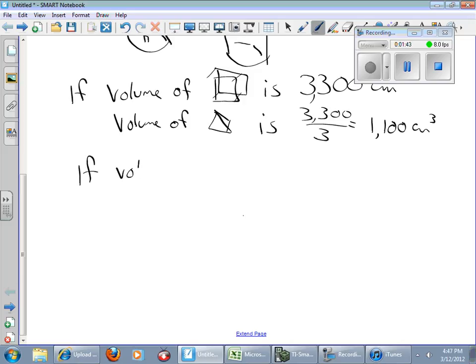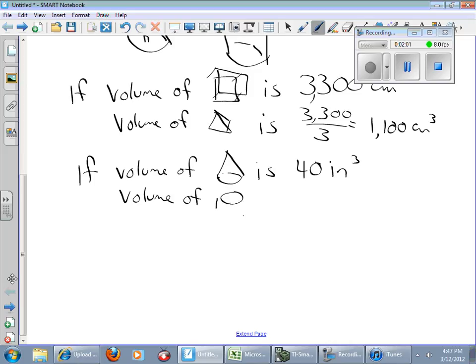It also means that if the volume of a cone is 40 inches cubed, then the volume of the cylinder is 3 times 40, or 120 inches cubed. So if you know the pyramid or cone, you multiply to get the cube or cylinder. If you know the cube or cylinder, you divide to get the pyramid or cone.